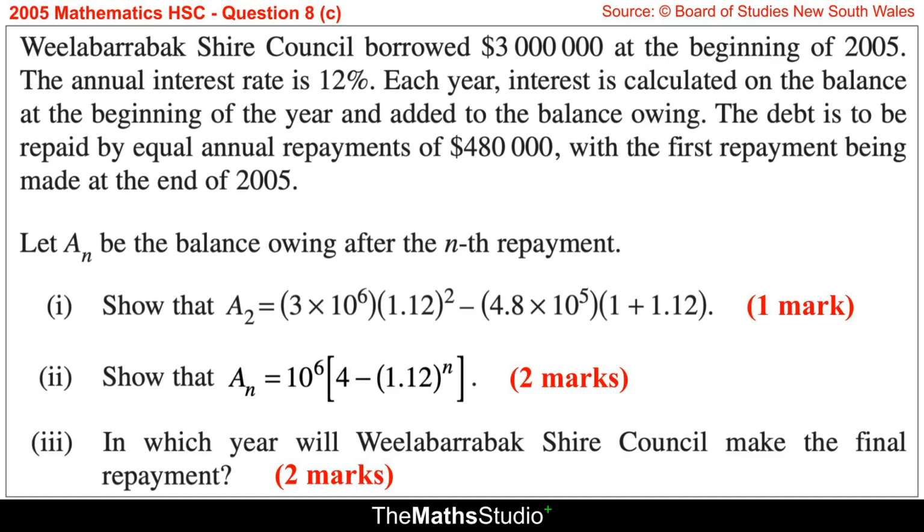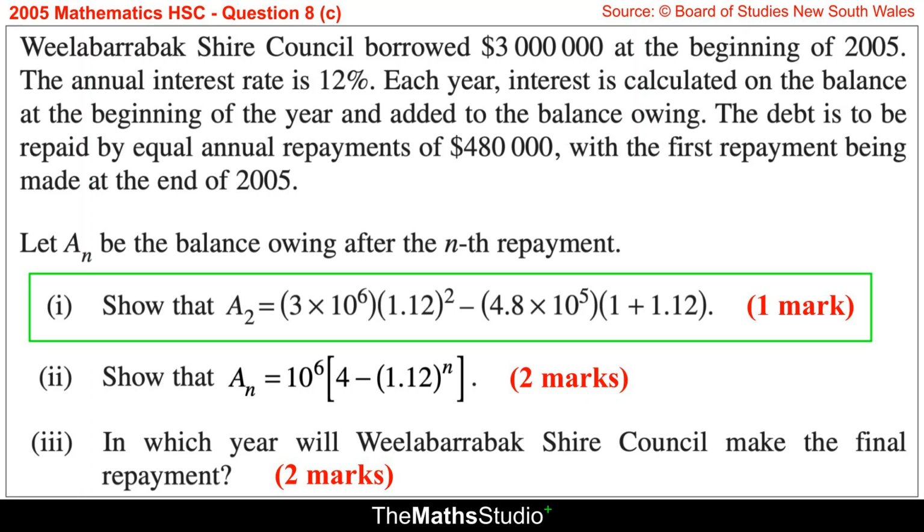Question 8, Part C. Wheeler Barroback Shire Council borrowed $3 million at the beginning of 2005. The annual interest rate is 12%. Each year, interest is calculated on the balance at the beginning of the year and added to the balance owing. The debt is to be repaid by equal annual repayments of $480,000, with the first repayment being made at the end of 2005. Let AN be the balance owing after the nth repayment.